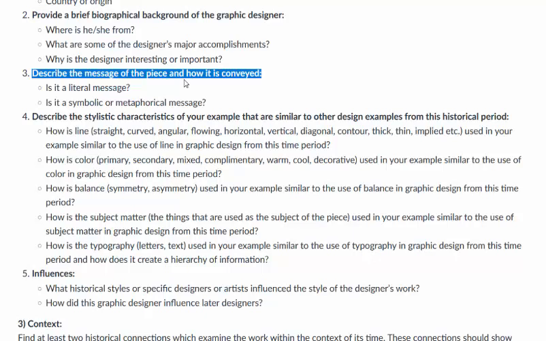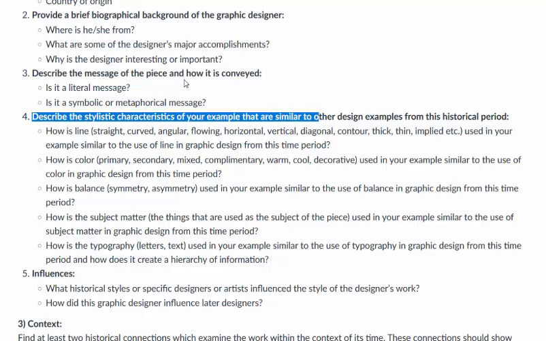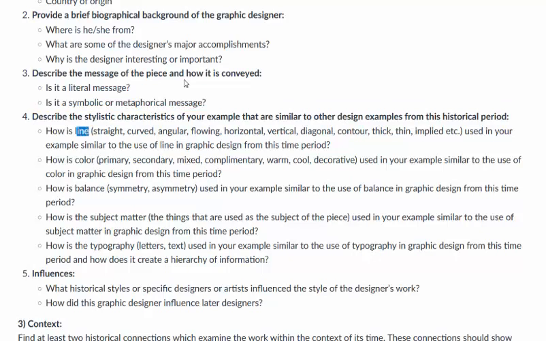Then you'll describe the stylistic characteristics of your example that are similar to other design examples from this period. Some of the things that you'll want to consider are the use of line, color, balance, subject matter, and typography. The idea is to discover the general stylistic characteristics of this time period.